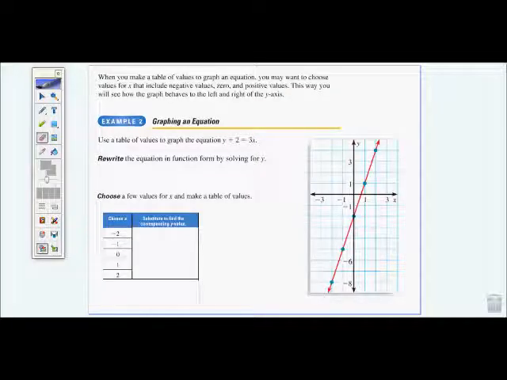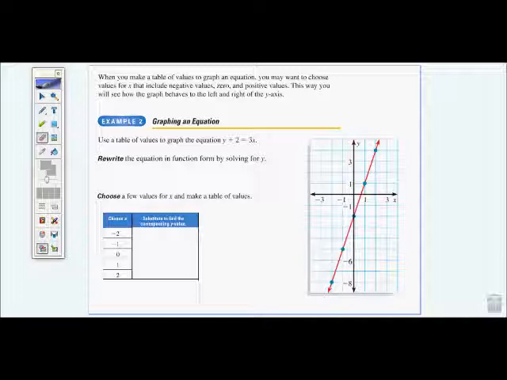So when you make a table of values to graph an equation, you may want to choose values for x that include negative values, 0, and positive values. This way you see how the graph behaves to the left and right of the y-axis. So we're going to use a table of values to graph the equation y plus 2 equals 3x.